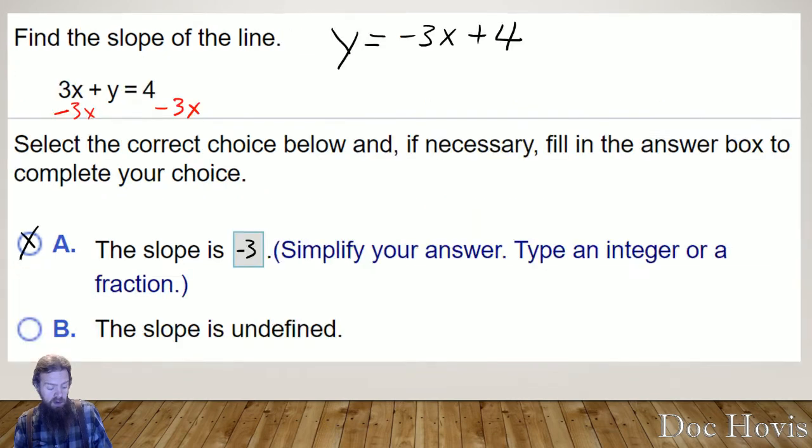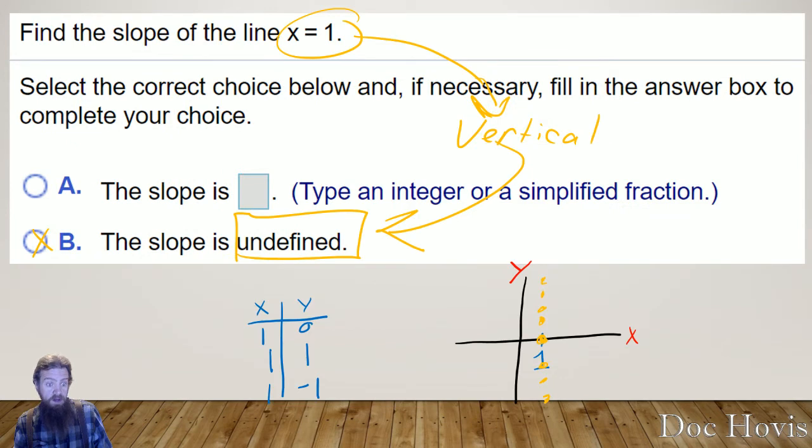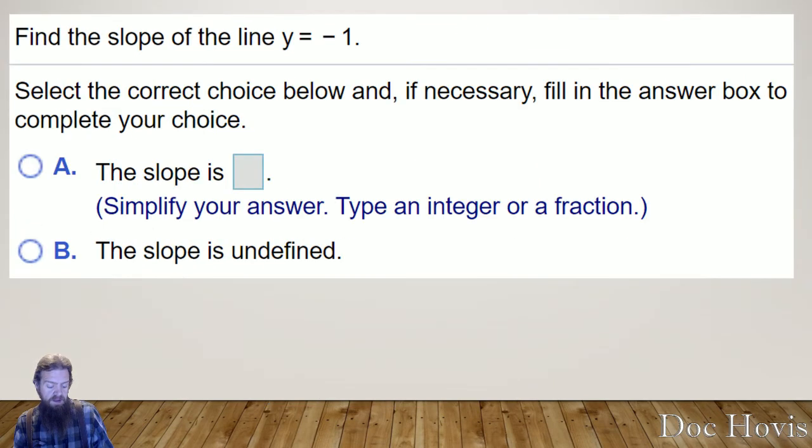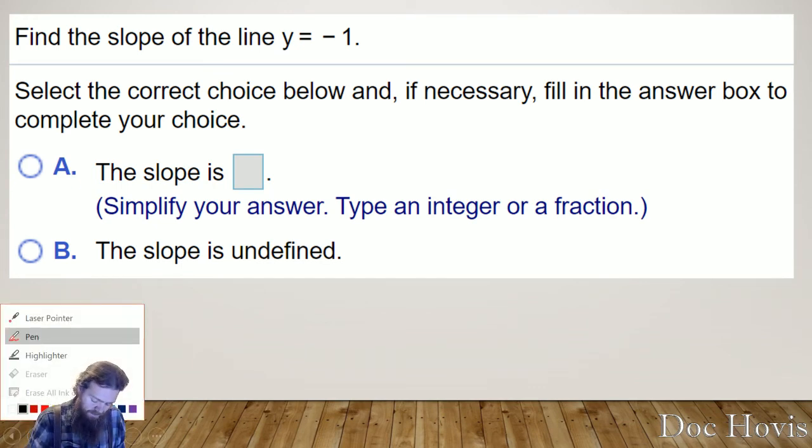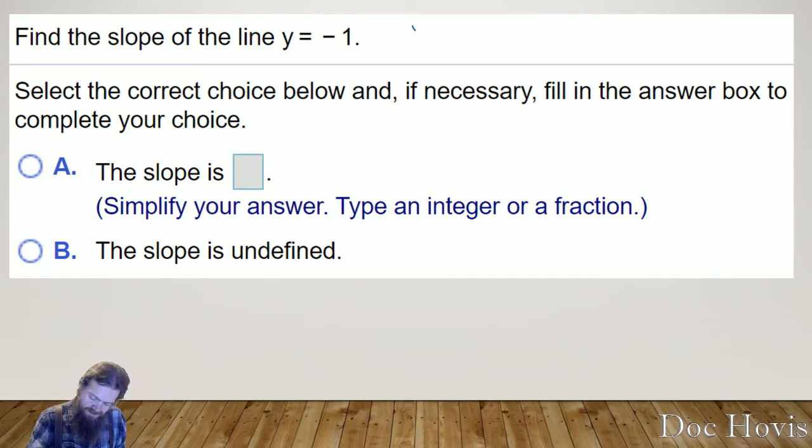It's almost like this got foreshadowed. If this is vertical, that means that this is horizontal. But I'm not letting you get away with that easy. I actually want this in y equals mx plus b format. So y is equal to minus 1.